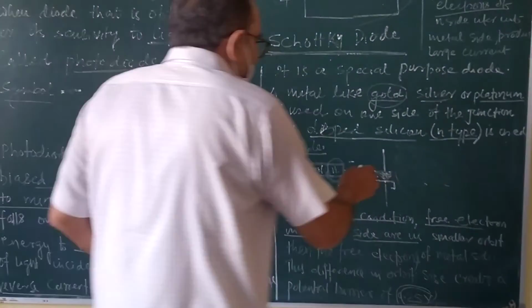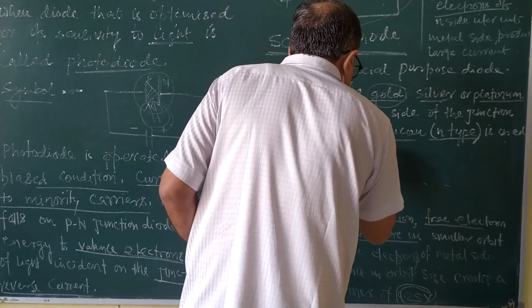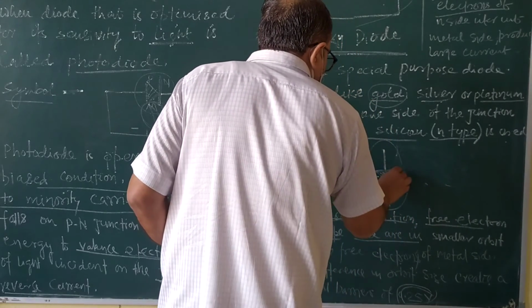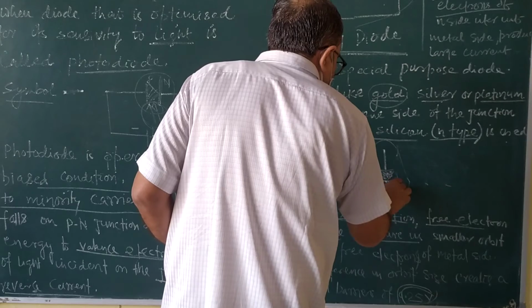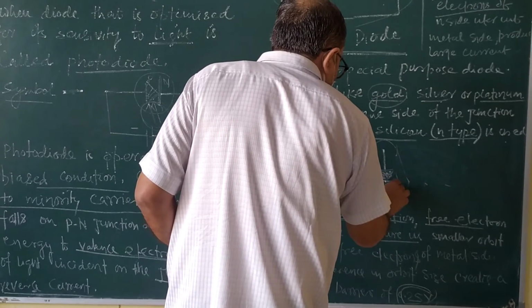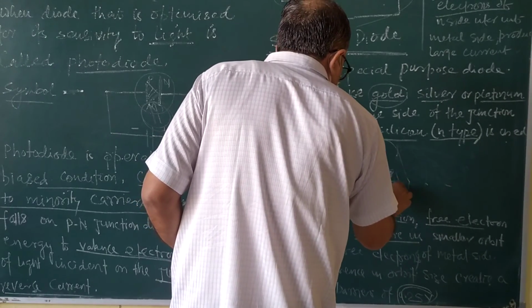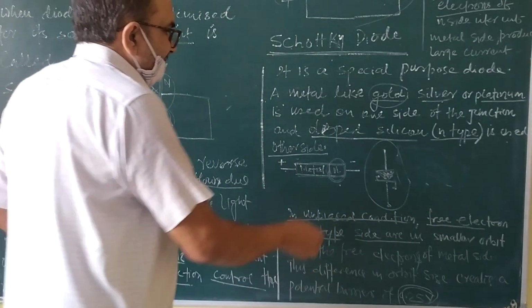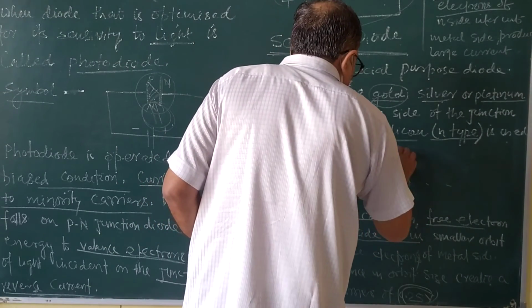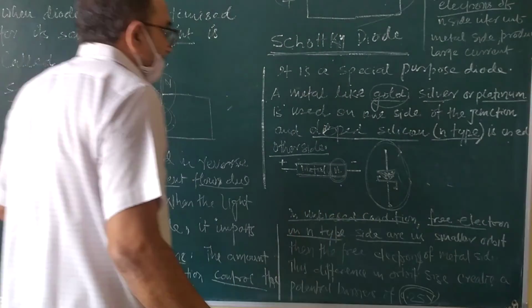And lastly, the symbol of the Schottky diode is simply a normal diode, with a shape like a U at the end of the n-type side. If it is given anywhere, it is simply a Schottky diode.